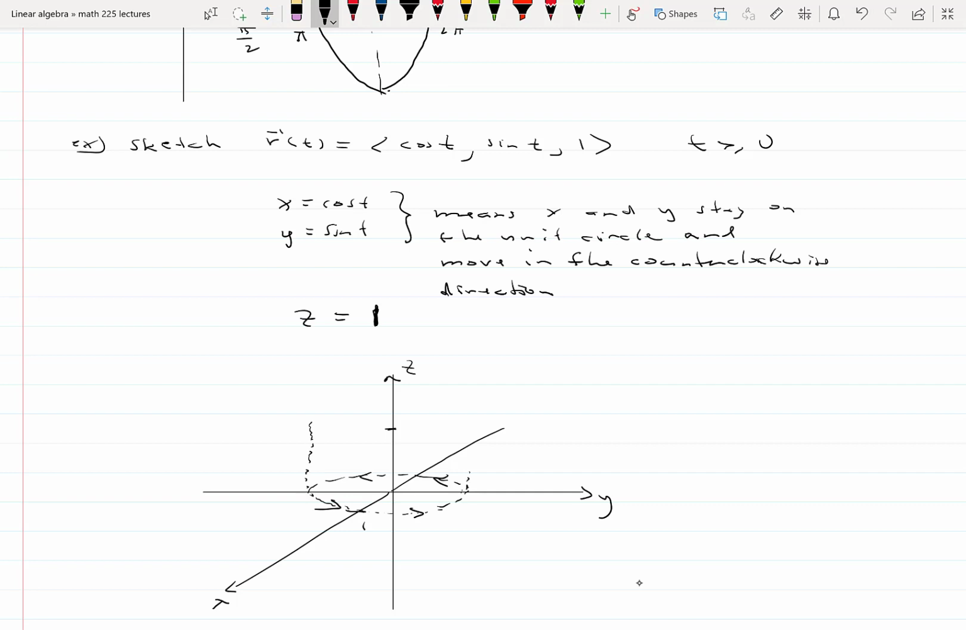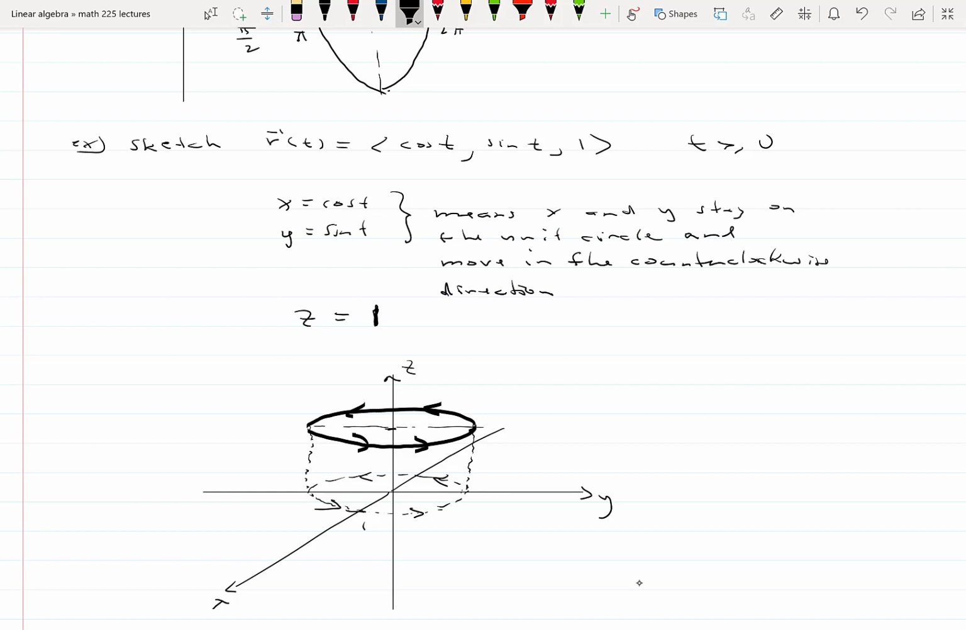X and y stay on the circle. The z coordinate pushes everything up to 1. So the actual curve, I'm going to draw solid here, the actual curve is the unit circle shifted 1 unit up, traversed in the counterclockwise direction. That's the graph of this space curve. This space curve is a circle that lies in the plane z equals 1 and is traversed in a counterclockwise direction.